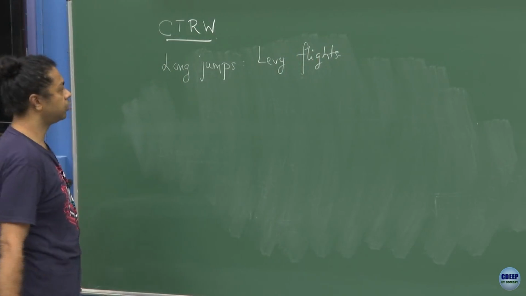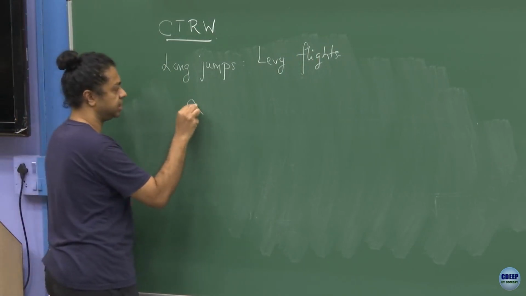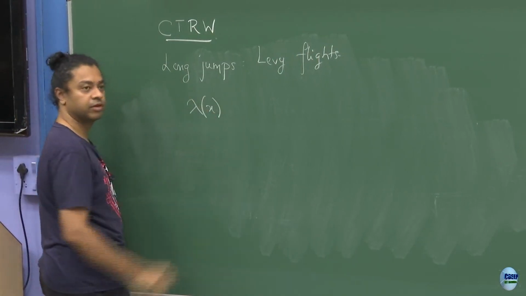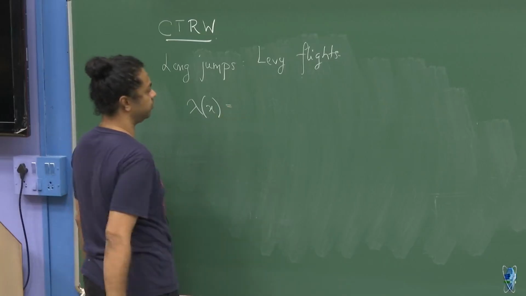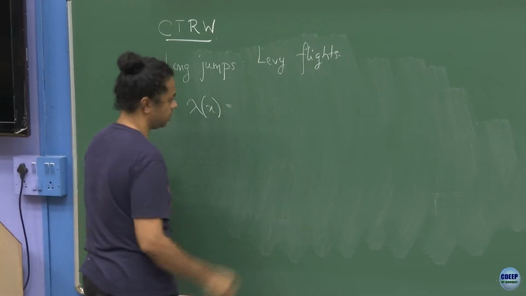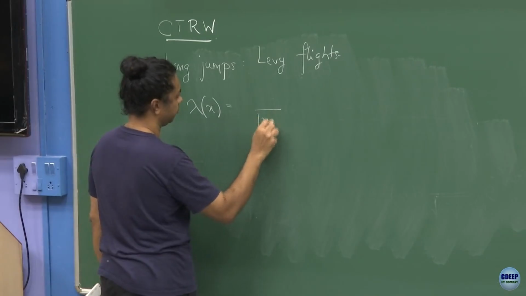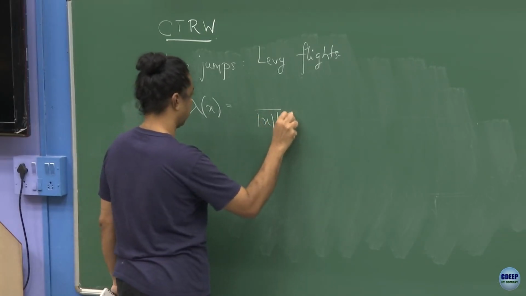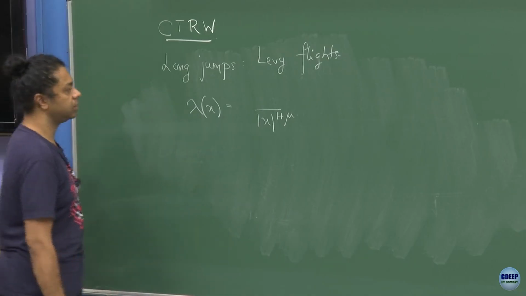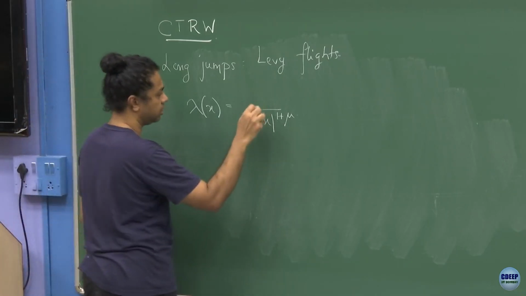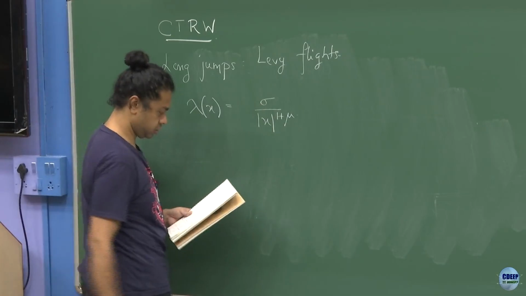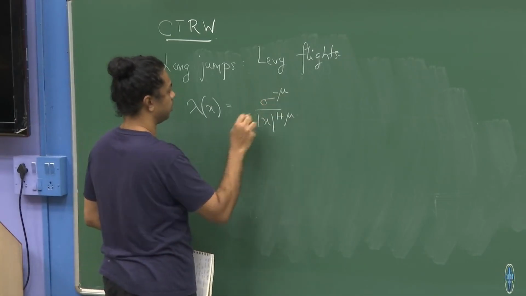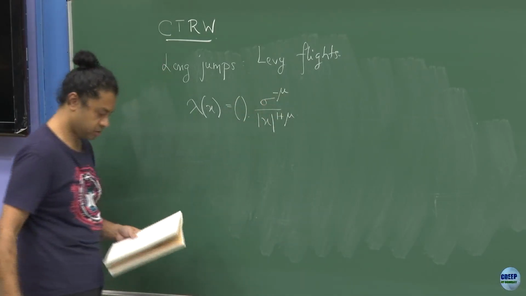Okay. So, here what you do is that you take a jump PDF lambda of x, which is now power law distributed. So, it is some mod x to the power of 1 plus mu, again asymptotically, some constant in front, sigma to the power of minus mu and something else in front. Okay.